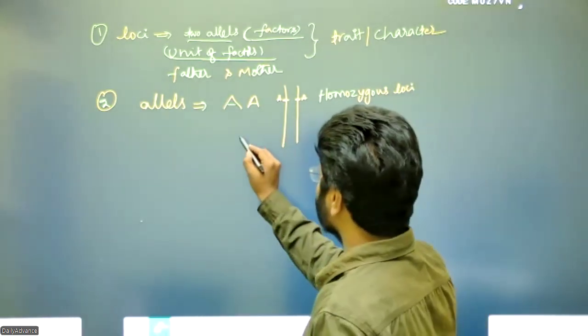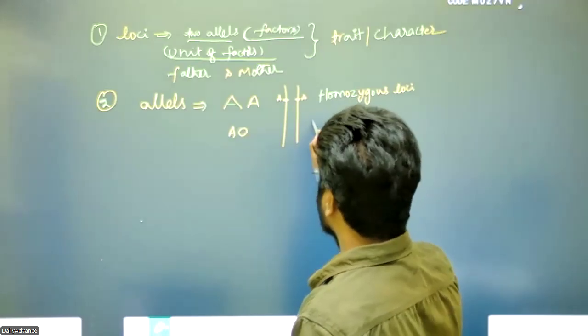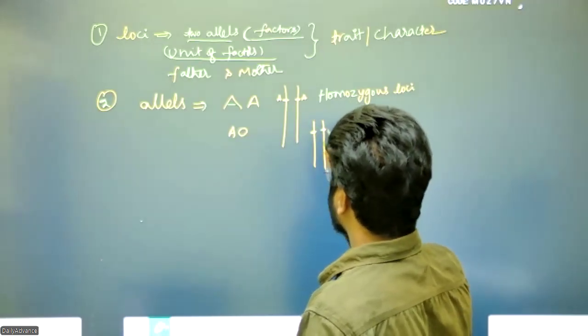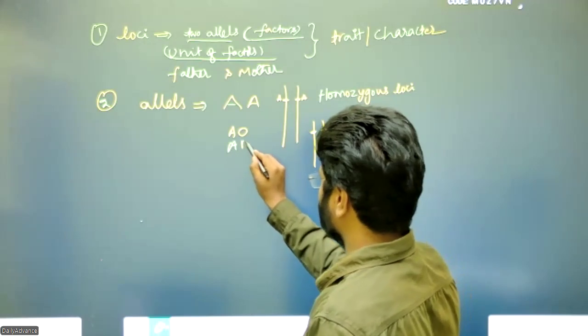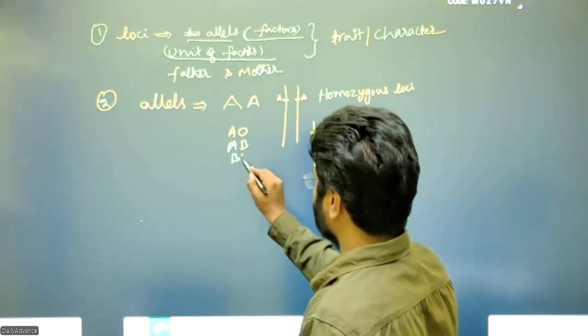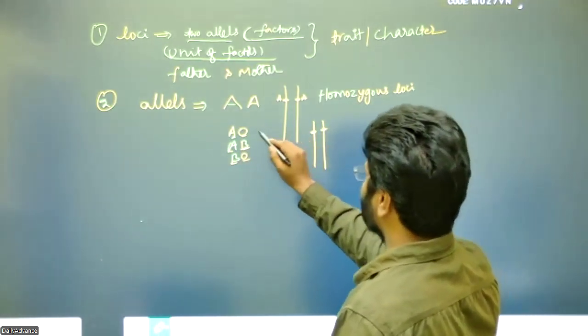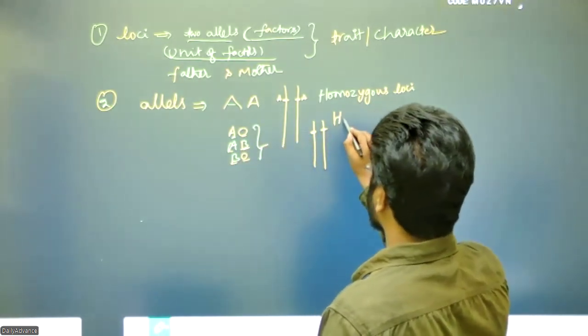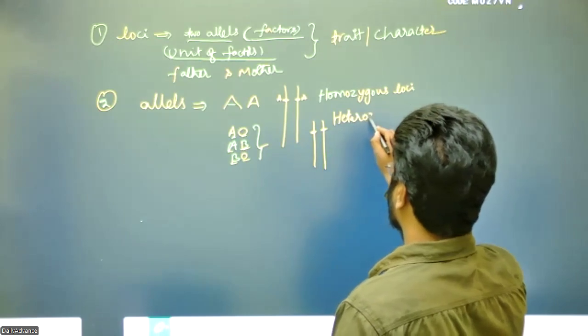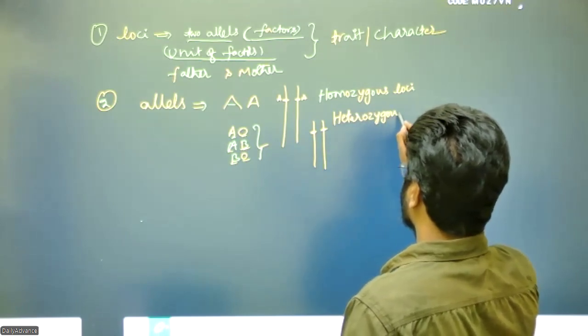If both alleles differ, like AO or AB or BO, here different alleles are present on the same locus. In this context, we call it a heterozygous locus.